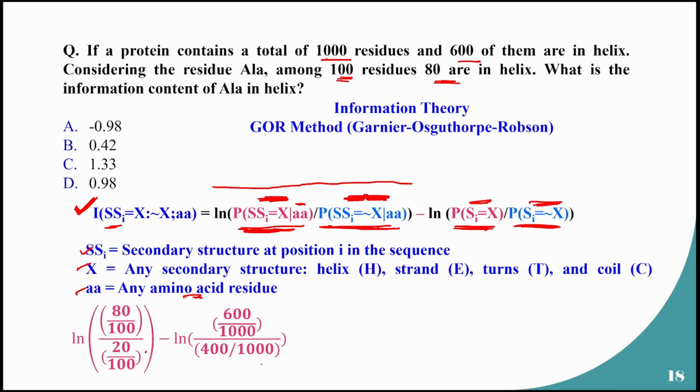So again, if you do the calculation, it should be something like this: ln of 0.8 by 0.2 minus ln of 0.6 by 0.4. It should give you a total overall value of 0.98. Okay, so that's the formula here. First you calculate for the particular amino acid, and next you calculate for overall, all of the amino acids present. Just keep in mind this formula.